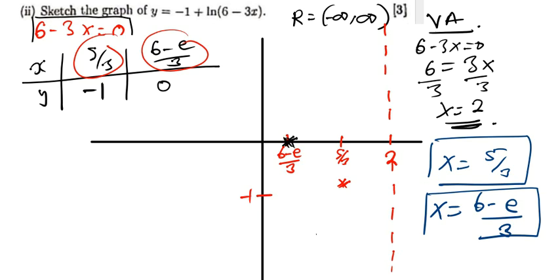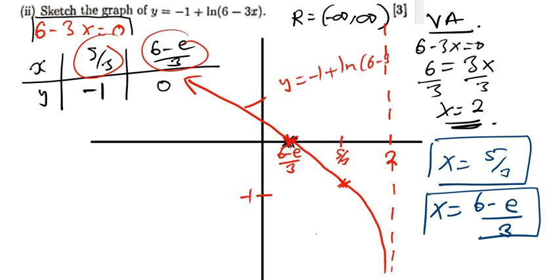Okay, that's the point, this point, meaning that it has to start. So the graph always starts from the asymptote, running away from the asymptote, then touching these 2 points and going there. So that should be like this, going there. So this is the graph of y is equal to -1 plus ln 6 minus 3x. That's the graph.